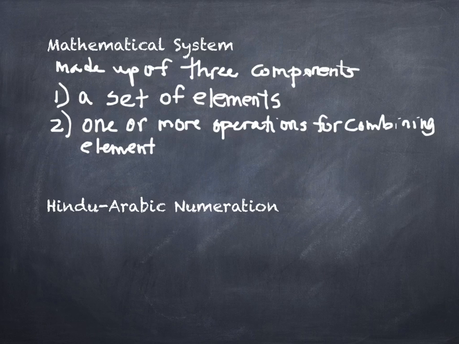And we haven't exactly talked about that. We talked about combining sets with things like unions and intersections, but we didn't talk about combining the specific elements from the set, so that's something a little different. And the third item is one or more relations for comparing elements.